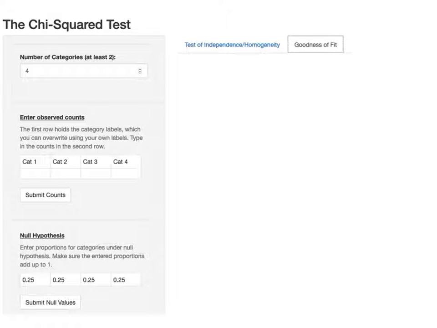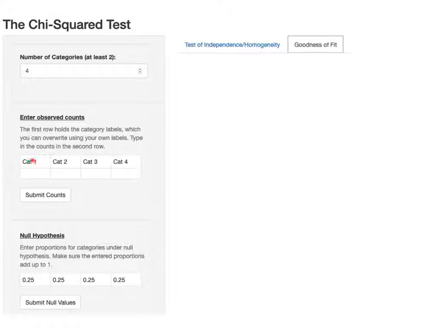So we have 4 categories, specifically there should be counts for the 4 quarters of the year for birthdays, so that's what's going to go in these boxes. Those are the numbers from my problem. This applet allows me to actually label these, which is nice, so I can keep everything straight.